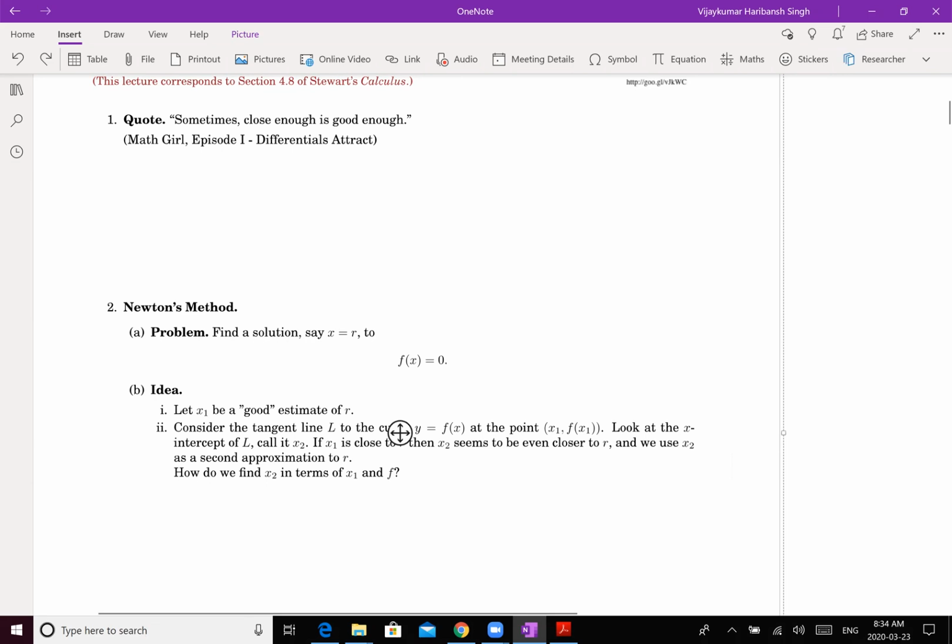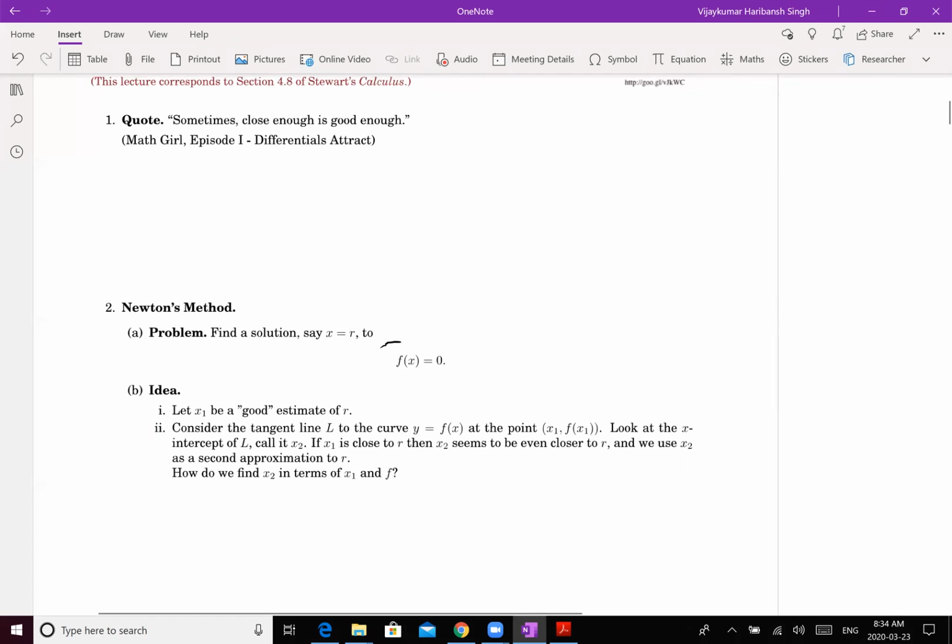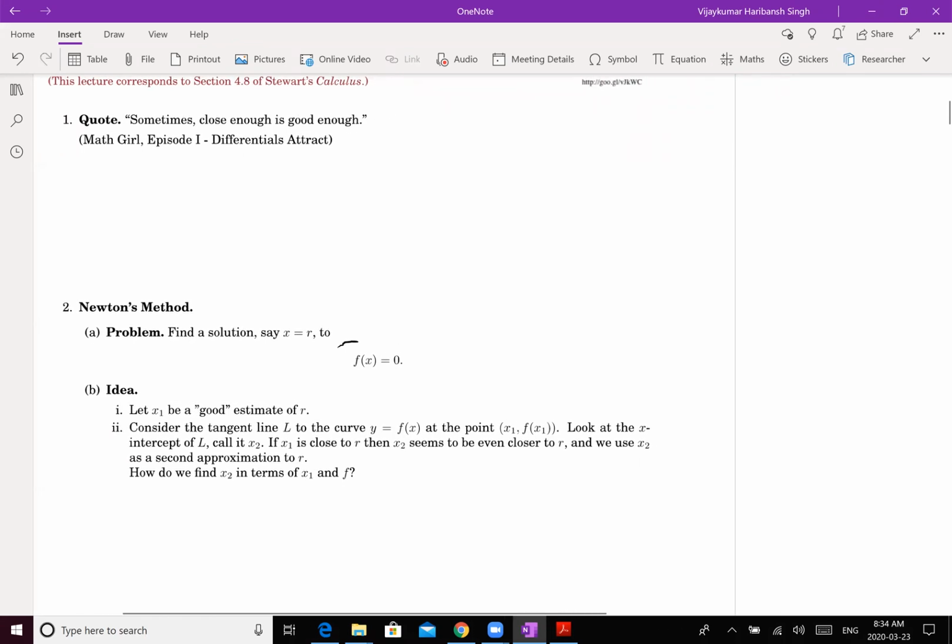Say, for example, I'm given f of x equals, say, x squared minus 1. If I'm asked what the zero of this function is, then it's clear. f of 1 is 1 squared minus 1, that is 0. Or f of minus 1 is 0, right? So these are the zeros of the function.